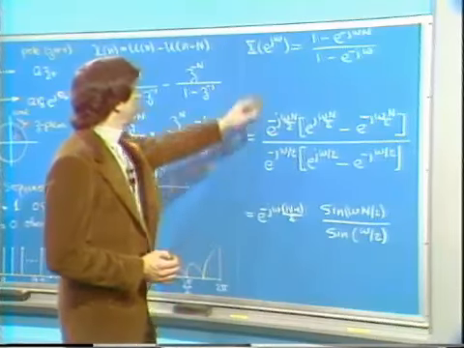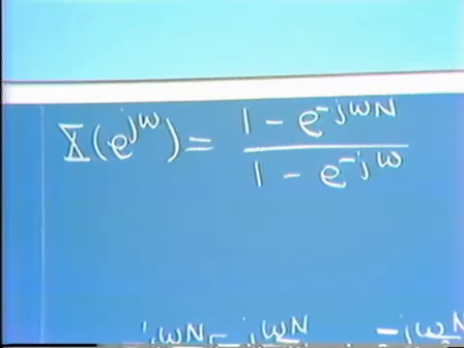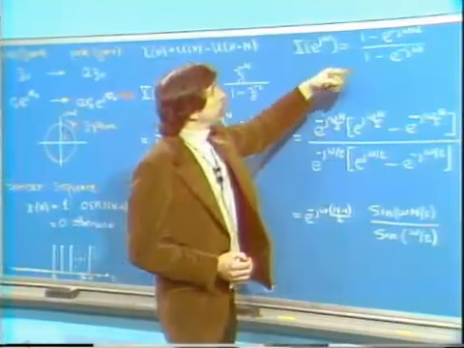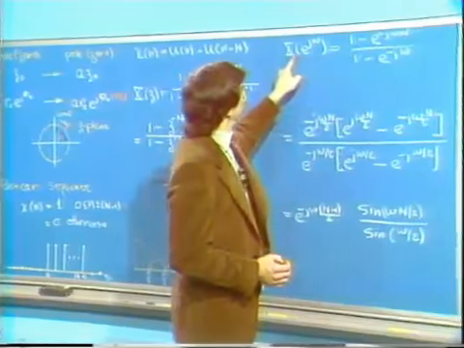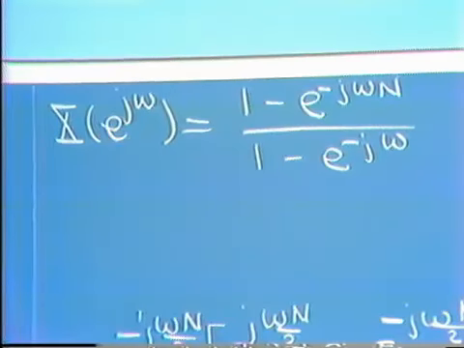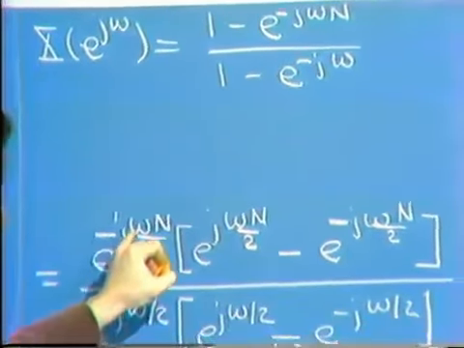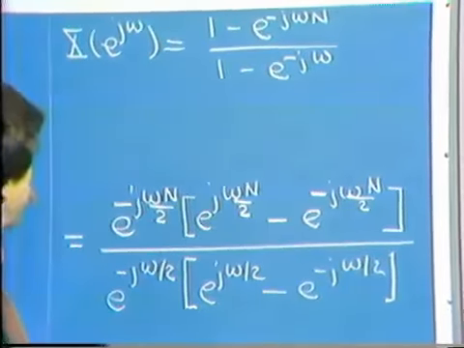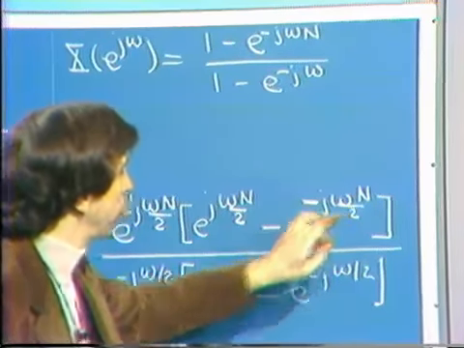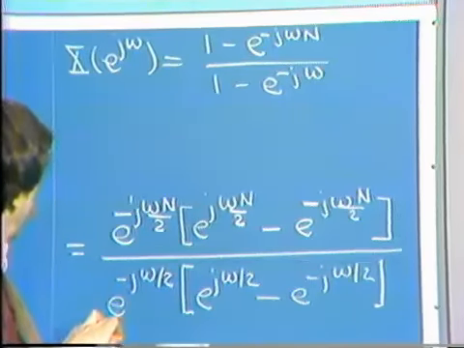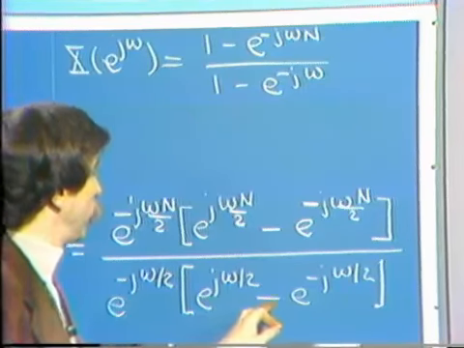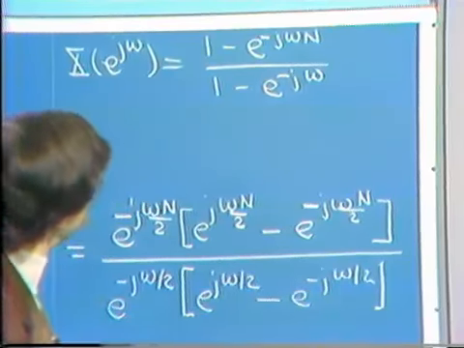Well, let's see. We had the z transform as 1 minus z to the minus N over 1 minus z to the minus 1. Substituting in z equals e to the j omega, then we have X of e to the j omega as this. We can factor out a factor e to the minus j omega N over 2, leaving e to the j omega N over 2 minus e to the minus j omega N over 2, and a denominator factor e to the minus j omega over 2 times e to the j omega over 2 minus e to the minus j omega over 2.